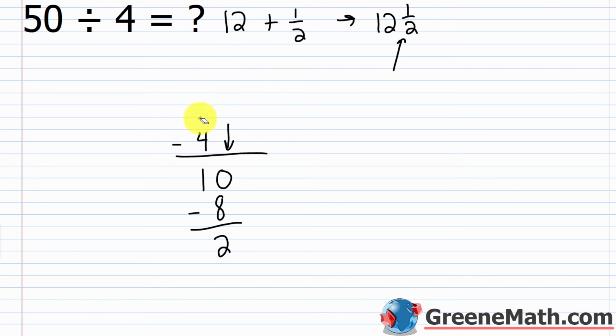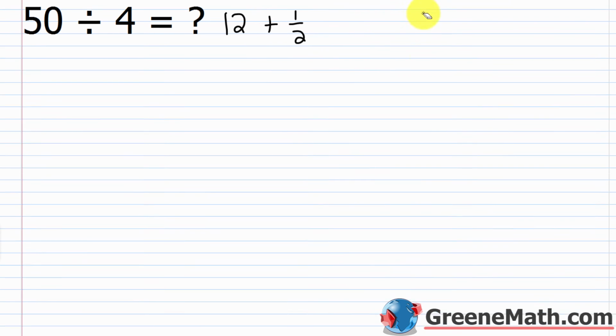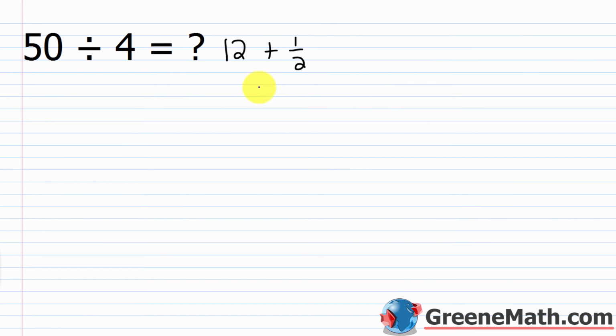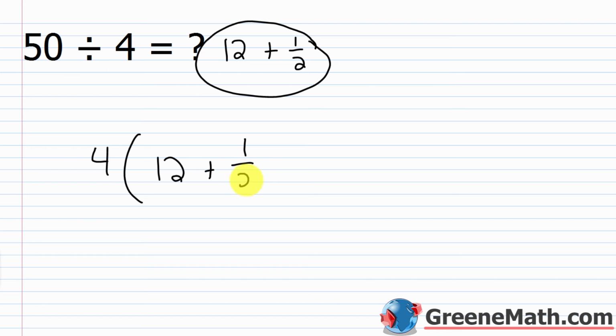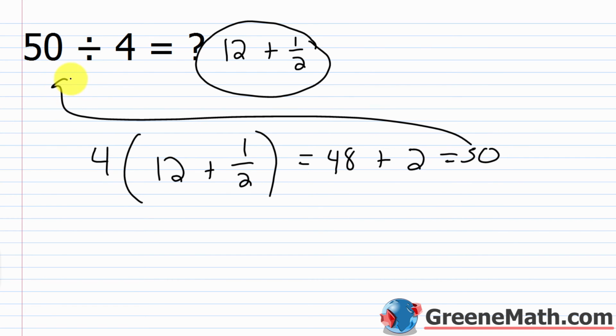Let me erase this real quick. If I was to check the answer here, what would I do? Well, I could multiply this whole thing right here in this format times 4. So I could say 4 times 12 plus 1/2. 4 times 12 is 48. Plus 4 times 1/2 is 2. And that would get me back to 50. So I can do it that way.